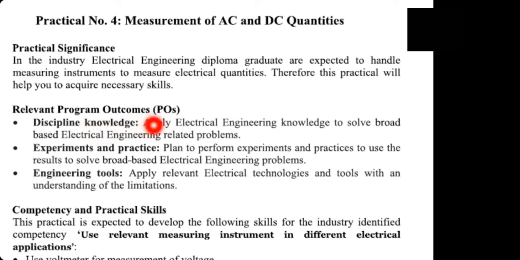Relevant program outcomes, POs: discipline knowledge, experiments and practice, engineering tools. Discipline knowledge: apply electrical engineering knowledge to solve broad-based electrical engineering related problems. Experiment and practice: plan to perform experiments and practice to use the result to solve broad-based electrical engineering problems. And engineering tools: apply relevant electrical technologies and tools with an understanding of the limitations.